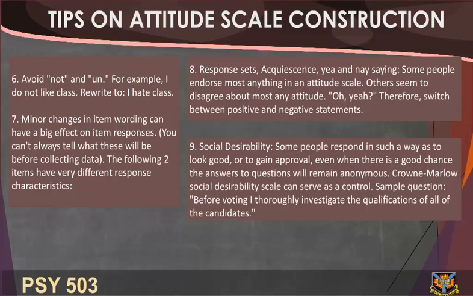9. Social desirability. Some people respond in such a way as to look good or to gain approval, even when there is a good chance the answers to questions will remain anonymous. From Marlowe, the social desirability scale can serve as a control. Sample question: before voting, I thoroughly investigate the qualifications of all the candidates. End of study session 15.